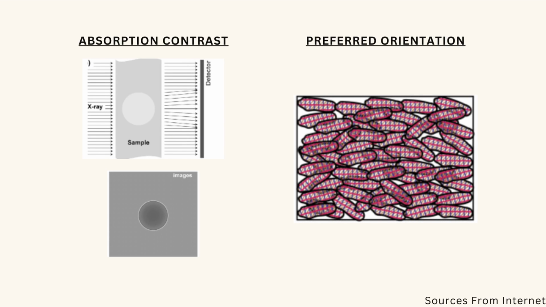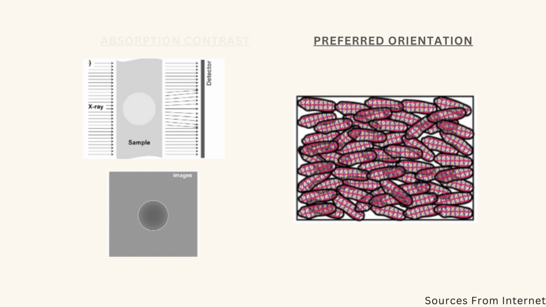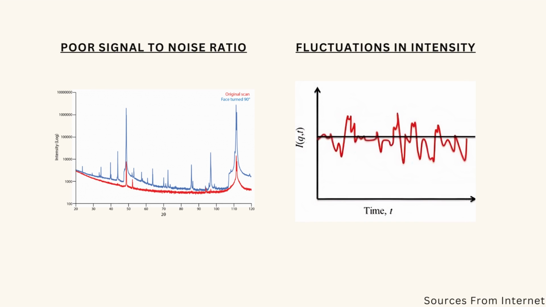Absorption contrast occurs as the sample is absorbing X-ray instead of reflecting them. Preferred orientation is caused by crystallites that are not randomly orientated. Poor signal-to-noise ratio and fluctuations in intensity usually happen when there are insufficient crystallites.